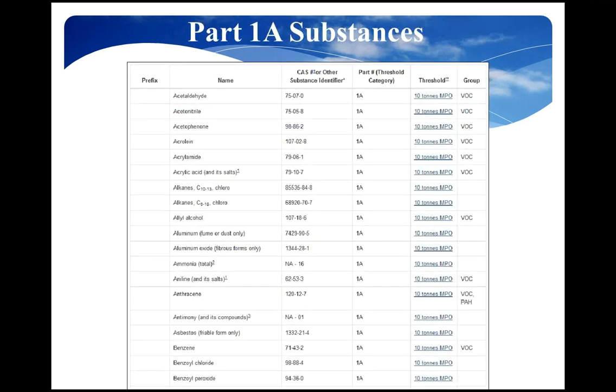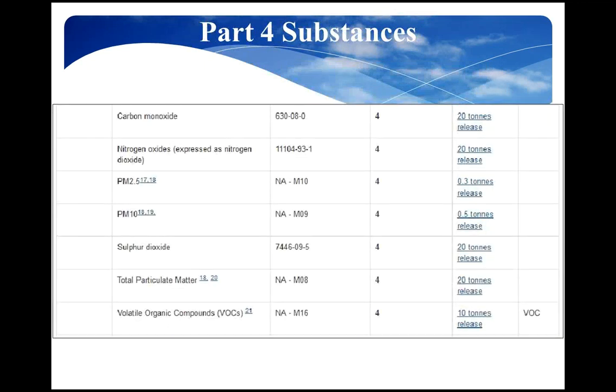So here's just an example of some of the Part 1A substances. The thing I want to highlight here is the threshold column, which I briefly mentioned. That's the usage amount for each chemical that you have to meet. And then the last column indicates if the chemical is considered a VOC. Environment Canada does provide some guidance on which substances they consider to be VOCs, and that's important for Part 4 VOCs as a whole. So this is the list of Part 4 substances. Under VOCs, you're required to group all VOCs and report them as a group.